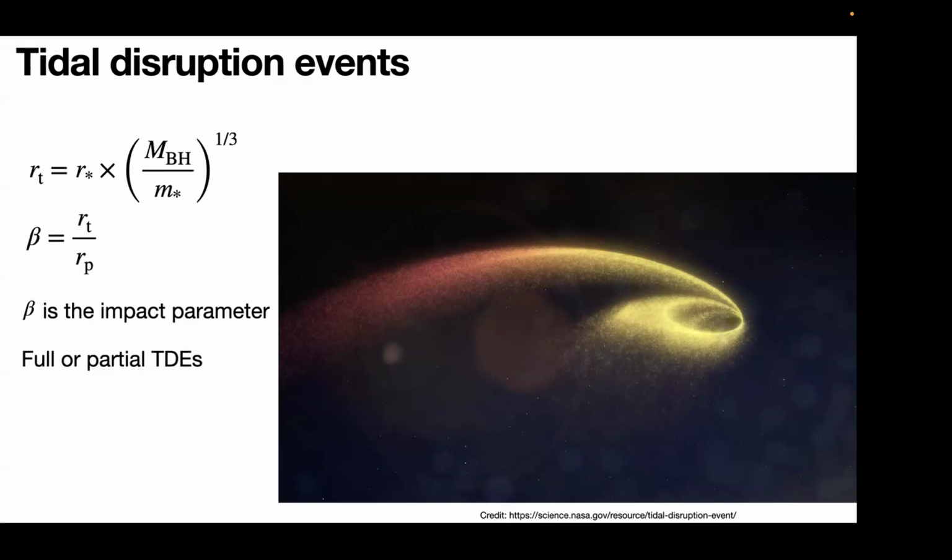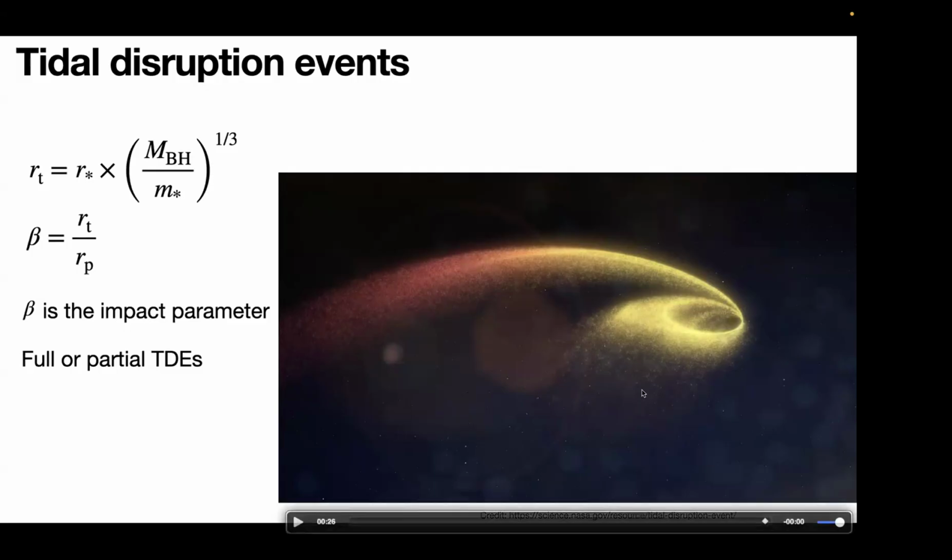So there can be two different outcomes when a TDE takes place. A star could be fully disrupted and fully destroyed, as was shown in this animation, or we can have partial TDEs where a star survives the encounter and goes on to live its life. Today, I'm going to only focus on partial TDEs in this talk.